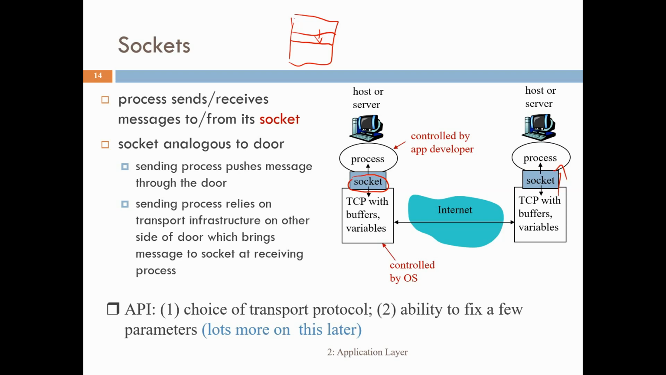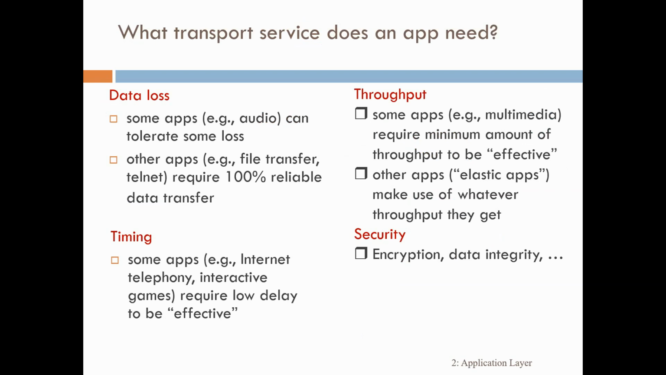Okay. So as an application developer, when you are making this choice, how would you actually make the choice? How would you decide on a suitable transport layer protocol to transport your data? The answer to this question lies in the application requirements. What do you want your application to do? What do you care about in your application? For example, do you care about data loss? Can you tolerate a certain amount of loss?